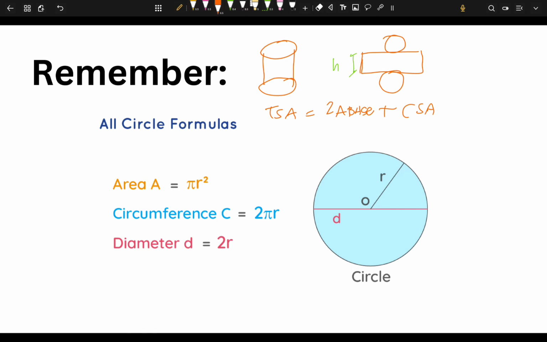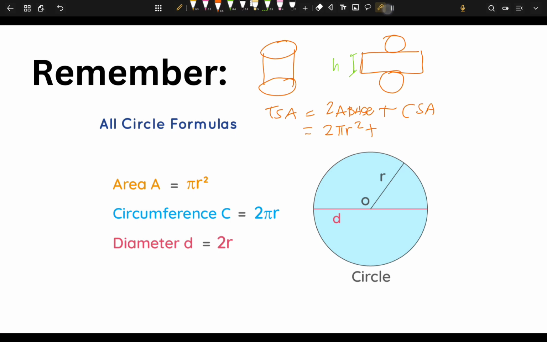So, we have here dalawang area ng base. Ano yung area ng base natin? That is a circle. So, twice ng area ng base, which is pi r squared. Right? Ang area ng base kasi natin is a circle. Ang shape niya, kaya that is pi r squared. Plus natin yung ating CSA. So, ano yan? Curved surface area.